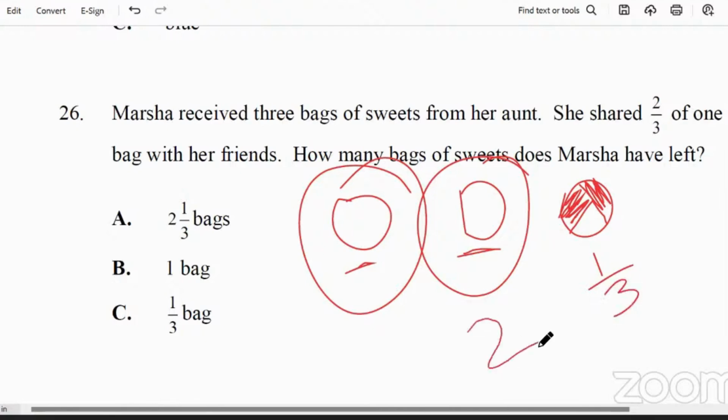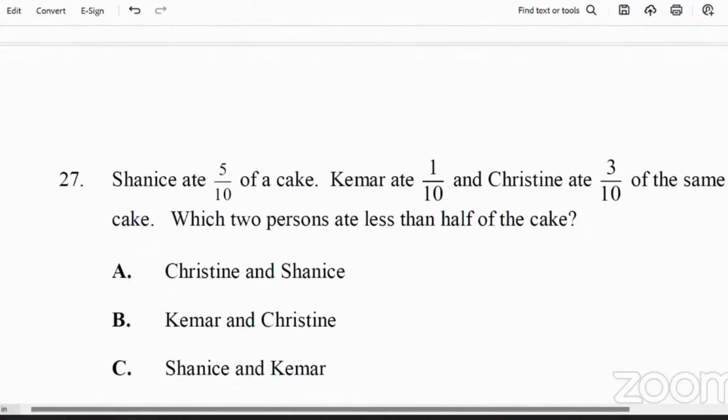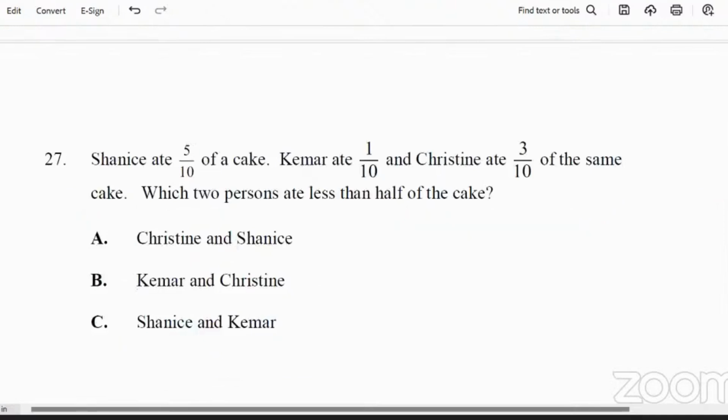So she had 2 bags and 1/3. Okay, so she had 2 full bags still and 1/3 from the one that she shared with her friend. So the answer would be A, 2 and 1/3. She didn't have 1 bag left. She didn't have 1/3 bag left. She had the 2 full bags, and then she also had the 1/3 bag left from the one that she shared with her friend. Question 27, almost at the end of this section, guys.